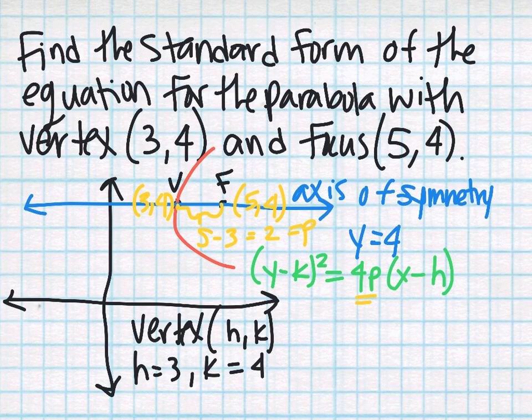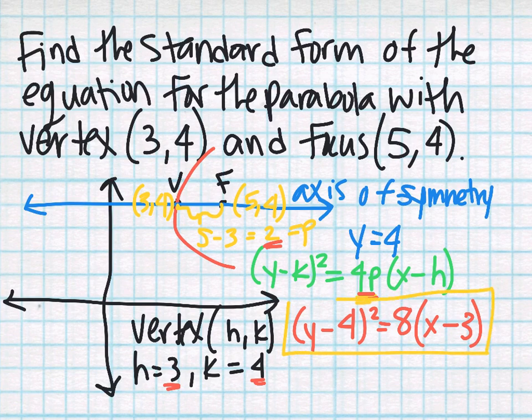So the equation that we are looking for is going to look like this. (y - k) is (y - 4), squared, equals, instead of 4p, I've got 4 times 2, so I've got 8 times (x - h). h is 3. And that is the final form that I'm looking for, the standard form of the equation for this parabola.